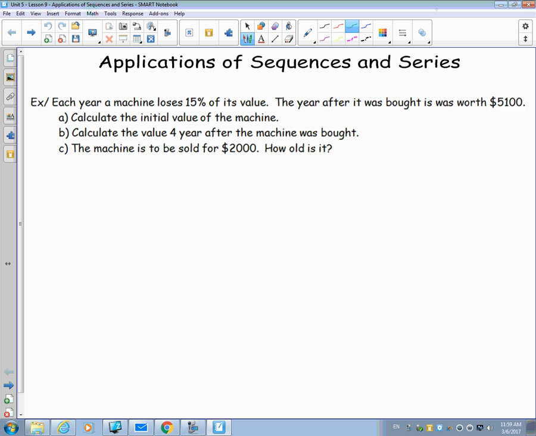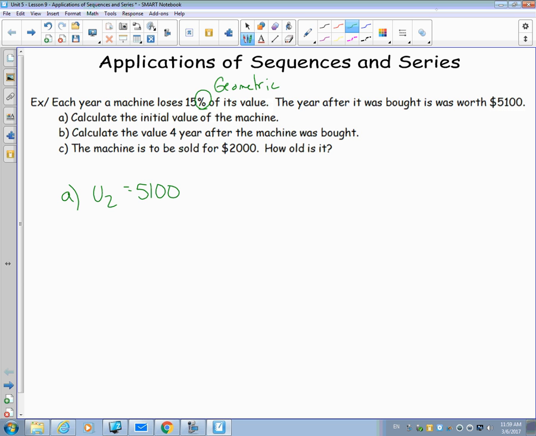Each year, a machine loses 15% of its value. As soon as you see a percent, you know the word geometric is going to apply, because percentage of something means you're multiplying. The year after it was bought, it's worth $5,100. Calculate the initial value of the machine. So what they're telling us at the beginning there is U2 is 5,100. Can we find U1, basically?